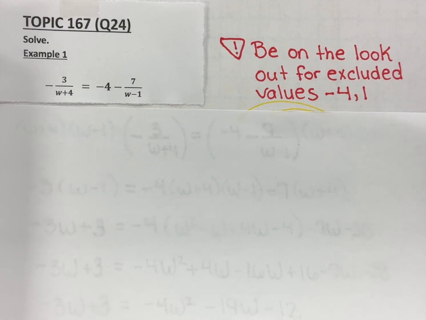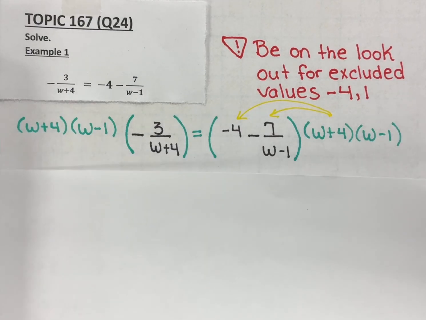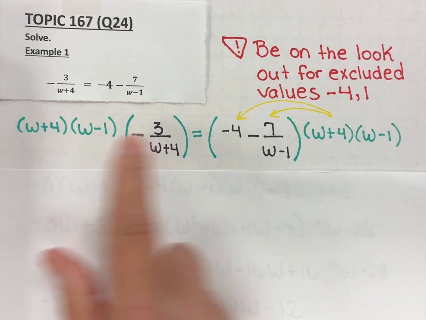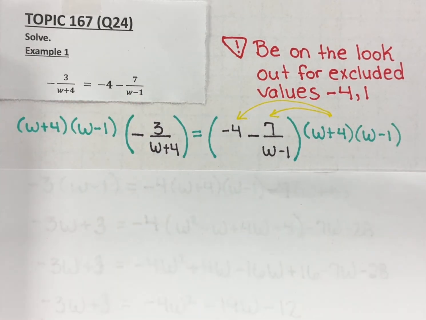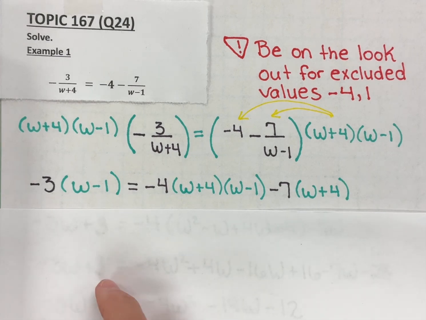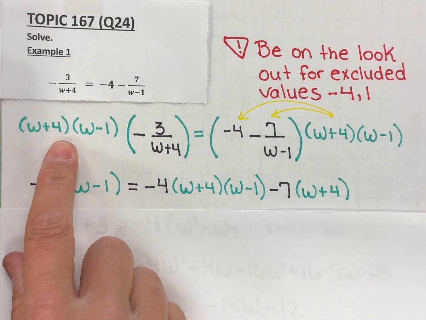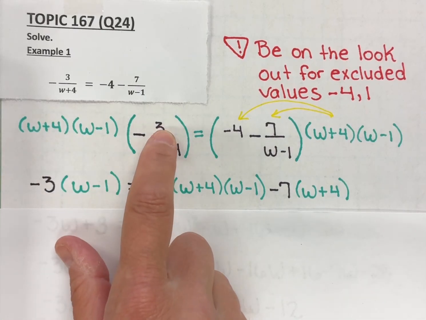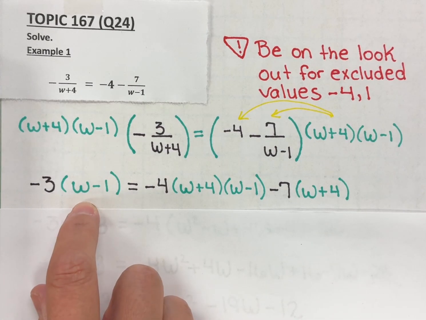When you solve an equation that has fractions, a great first step is to multiply both sides by the denominators. In this case, w plus 4 and w minus 1. When multiplying the left side of the equation by w plus 4 and w minus 1, the w plus 4's cancel, leaving us with -3 and w minus 1.